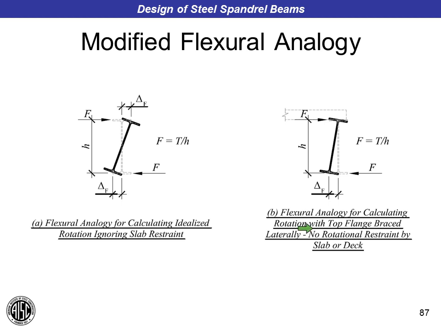So again, we assume the beam is restrained for translation at the top flange, but is free to rotate. And we take the torsional force and divide it by the height of the beam between the centroids of the flanges, and we apply a lateral force to the bottom flange and compute what the lateral displacement of the bottom flange is to determine how much rotation we have to design the joints in the facade for.